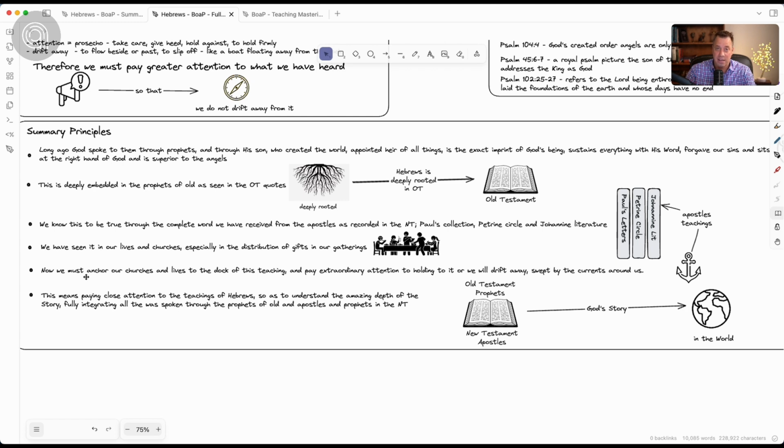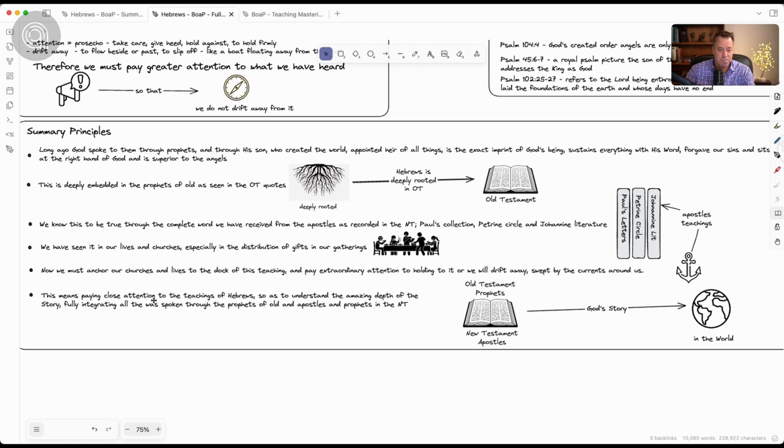And now he says in the exhortation part of chapter 2, we must anchor ourselves in our churches to the dock of this teaching. Anchor yourself. Do not drift away, and pay extraordinary attention to it. So you don't drift away, and you're not swept by the currents around us. You're not pulled off course.